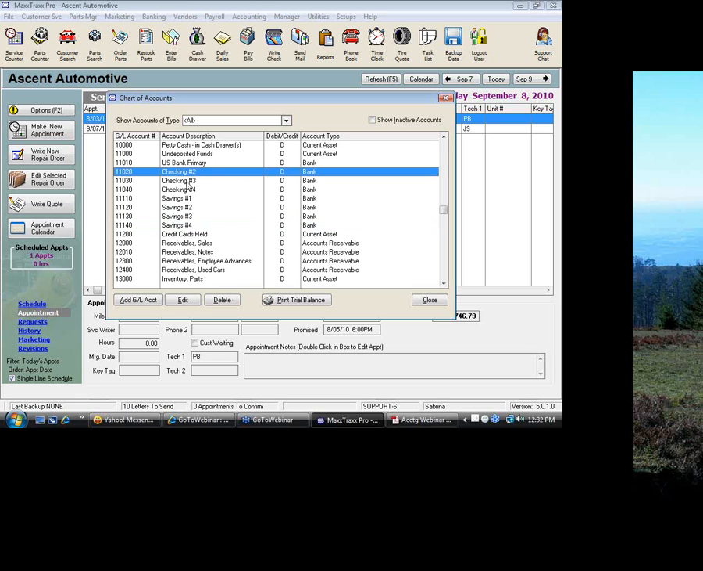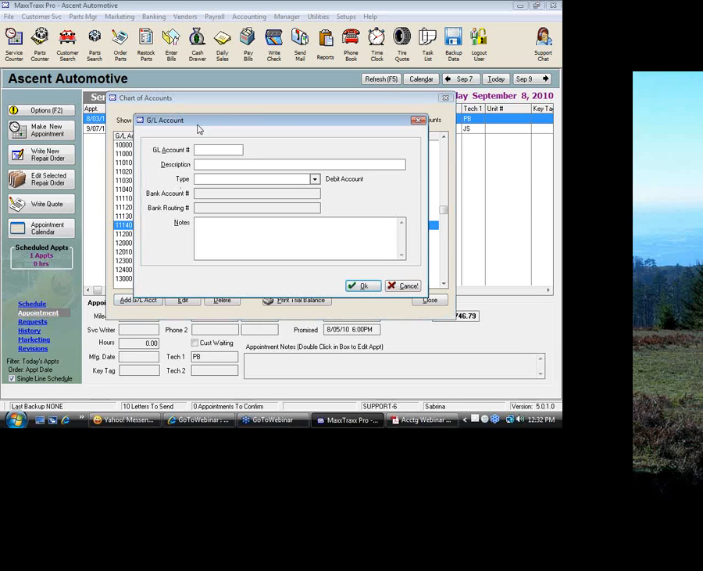Okay, so you can see these eight are exactly the same. They're just checking or savings accounts, and you could add more as you want. In fact, let's do that. Let's say we had, wouldn't that be great? Let's say we had 5 different savings accounts. What would we do? We would click on Add GL Account, and this is a fresh GL account form field.